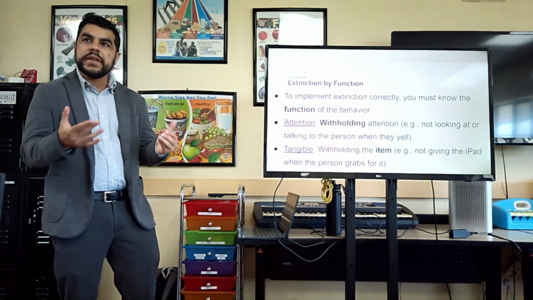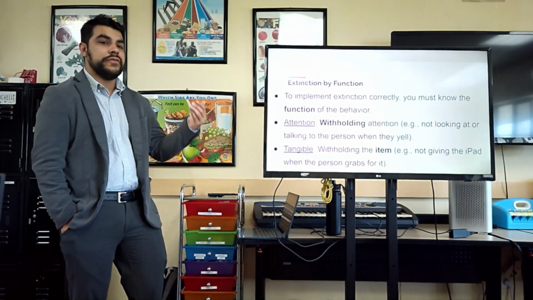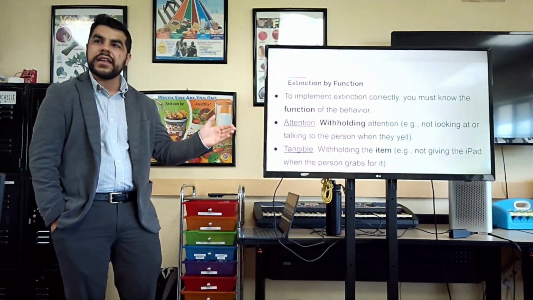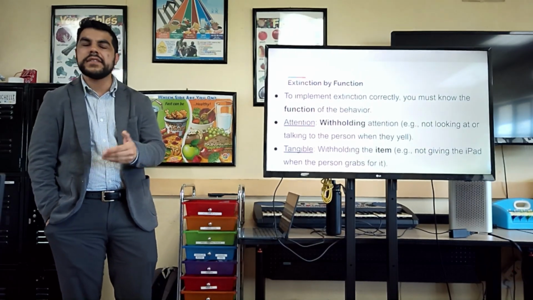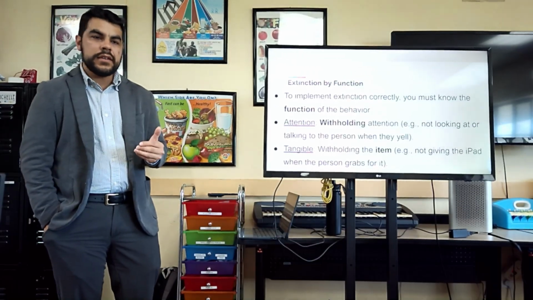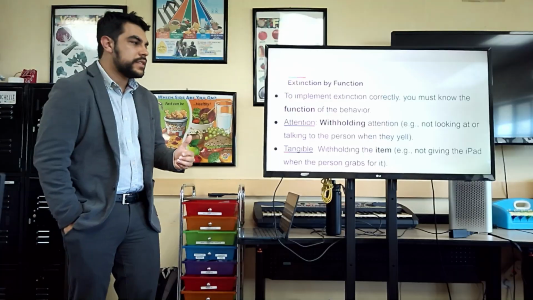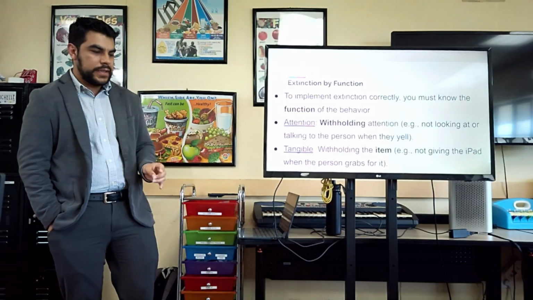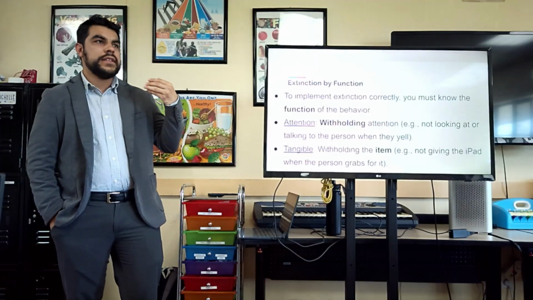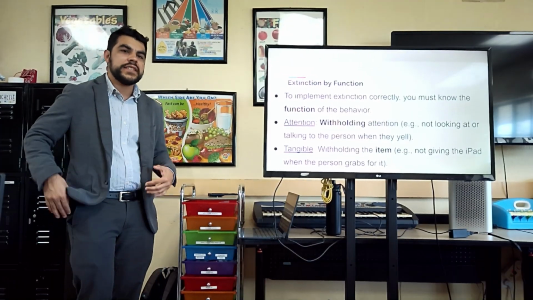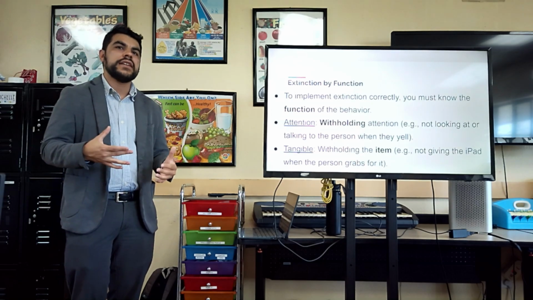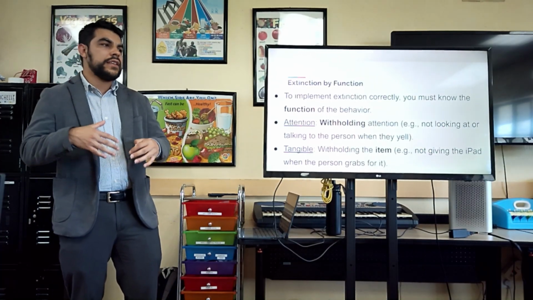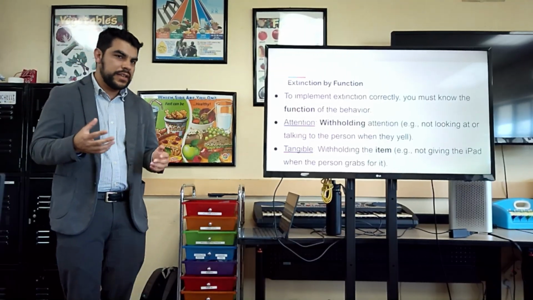Now, when we are implementing extinction, we have to base it on the function. I see a lot of parallels and similarities between extinction and non-contingent reinforcement, NCR, both of which need the function present in order to implement the procedure. If you remember from last week, if we implement NCR for attention, that means we give the individual more attention, so it acts as an abolishing operation, leading to them getting satiated, and they no longer need to engage in problem behavior in order to get attention.